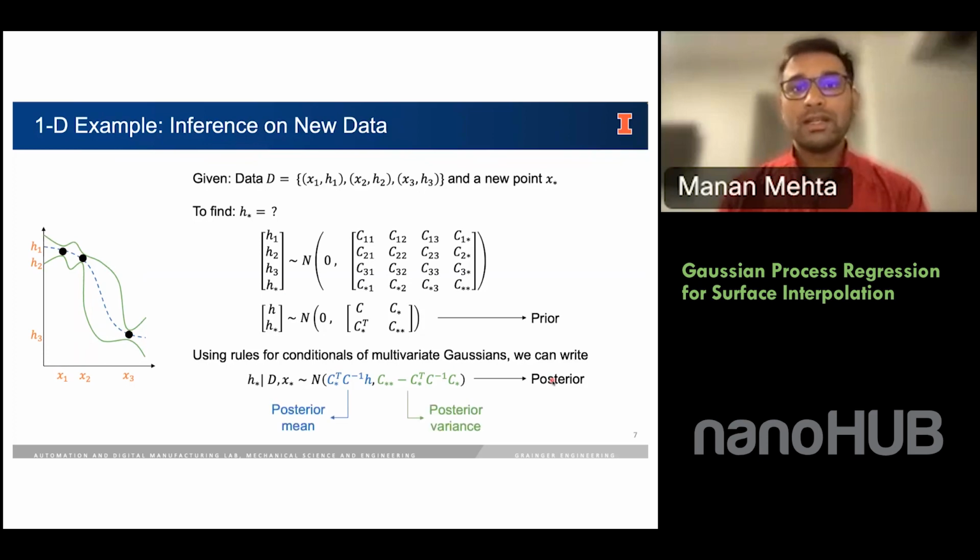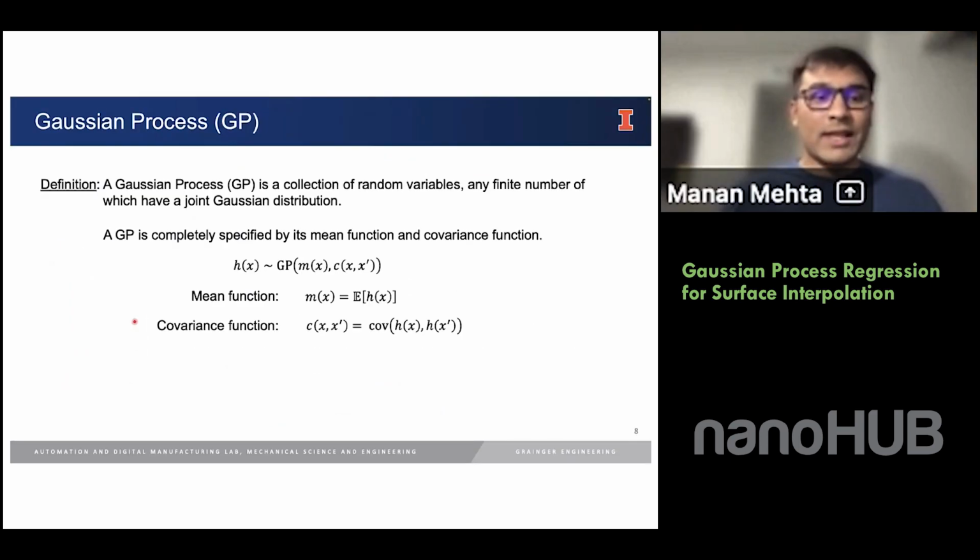So the posterior distribution has a posterior mean, which is the value of the interpolated result at different points, and a posterior variance that tells us how certain we are about our prediction results. So a generalization of this simple example that we just saw is termed a Gaussian process, which is a collection of random variables, any finite number of which have a joint Gaussian distribution. So in the previous case, we saw how the observed heights h1, h2, and h3 and the unobserved height h star followed a joint Gaussian distribution.